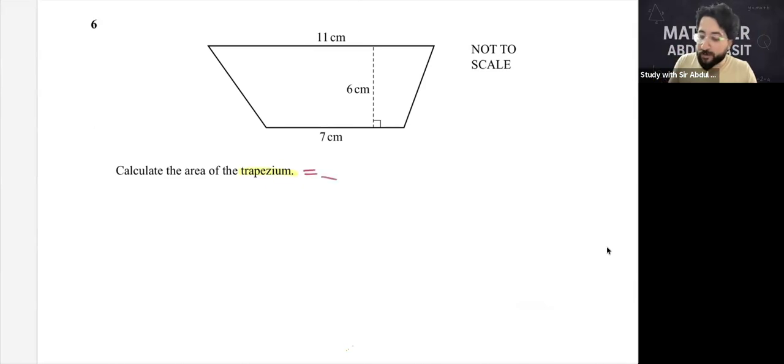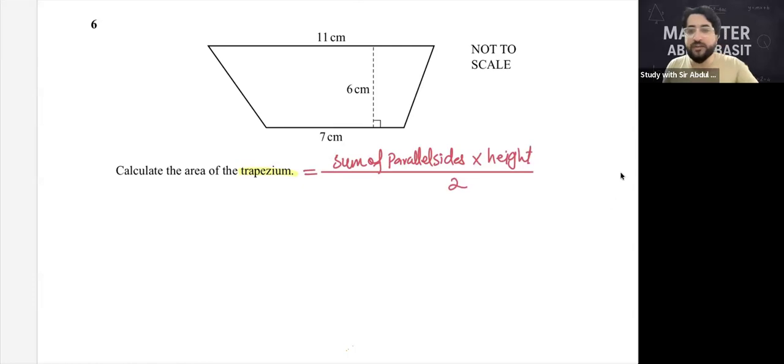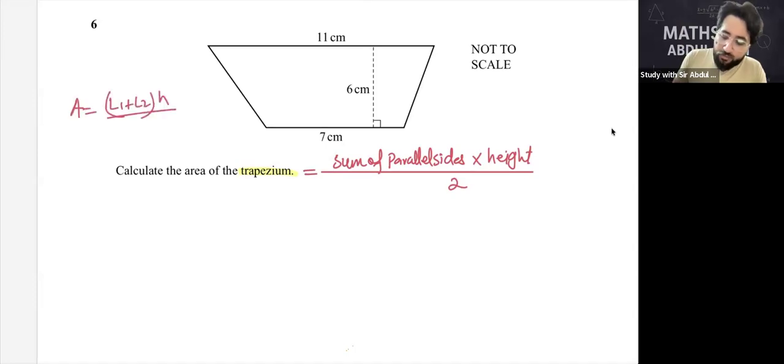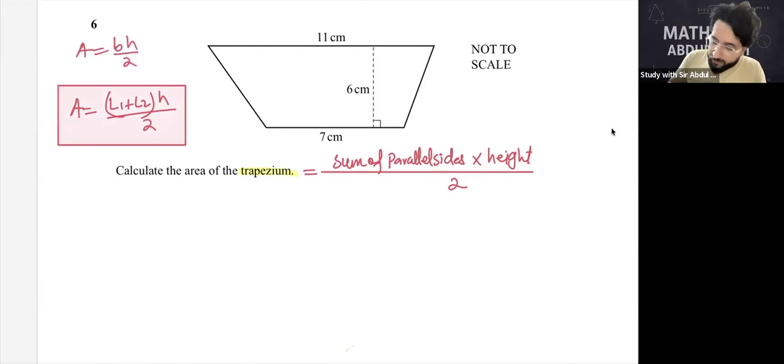just memorize this: it is the sum of parallel sides multiplied by height divided by 2. And I always recommend my students to do it this way: A equals (L1 + L2) times height divided by 2. This is the same as a triangle, base times height divided by 2, but instead of base you have to write L1 + L2. What is L1 and what is L2? L1 is technically this parallel side 1, and this length is parallel to this one. That is what we can see very clearly.